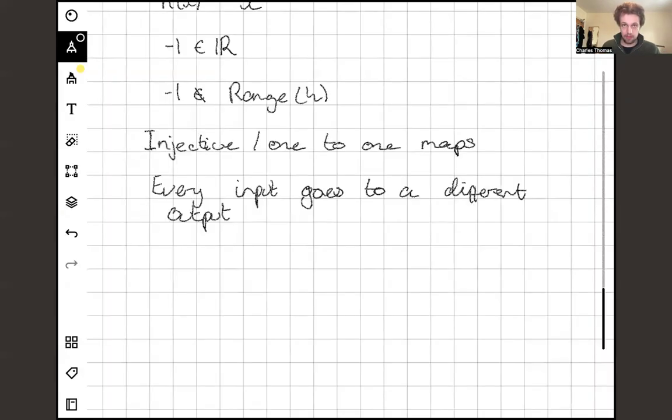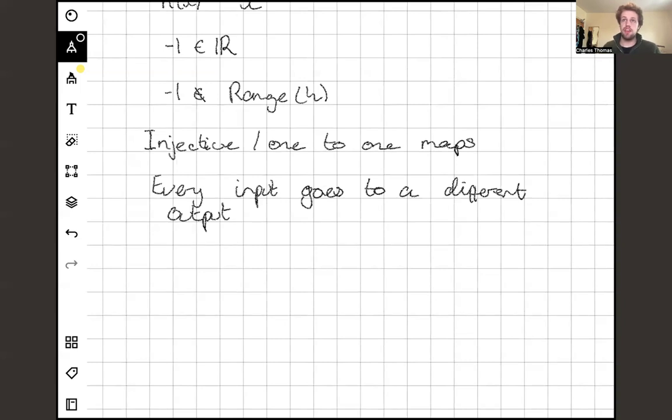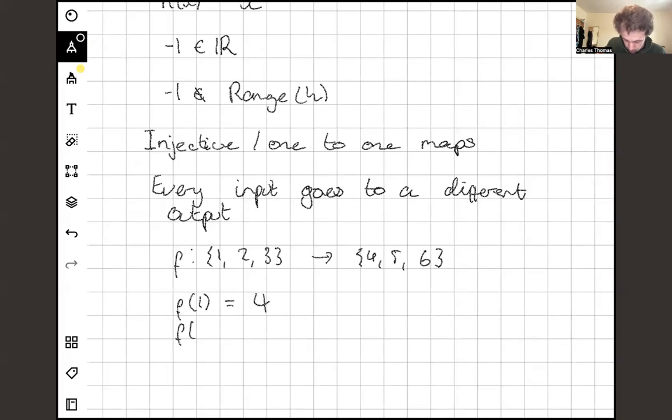So to give an example of an injective map, let's say I define f from 1, 2, 3 to 4, 5, 6, and f of 1 goes to 4, f of 2 goes to 5, and f of 3 goes to 6. This is injective because all three different inputs go to a different output.